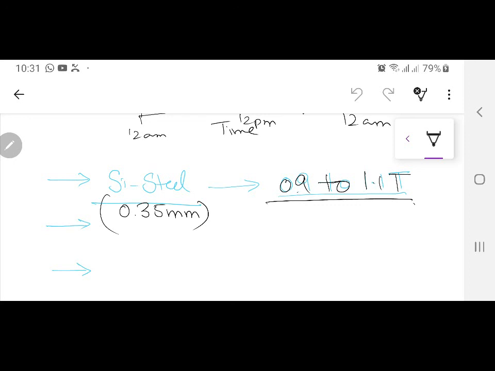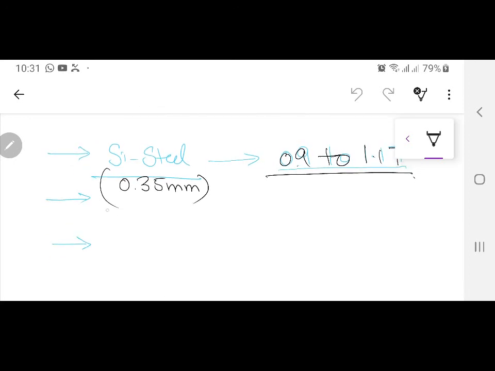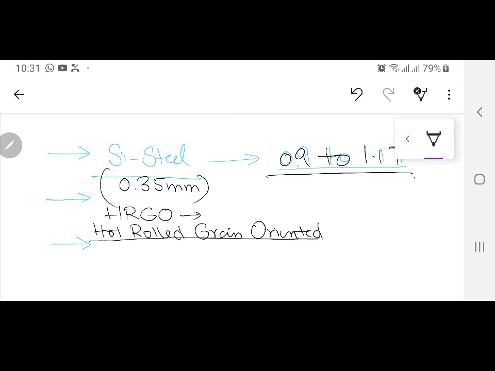So the other material that can be used apart from that is called as HRGO. This is called as hot rolled grain oriented silicon steel. Hot rolled grain oriented silicon steel, and the flux density is 1.2 to 1.4 Tesla.